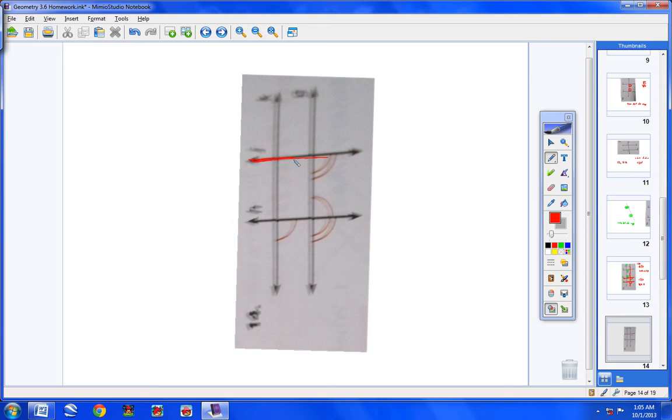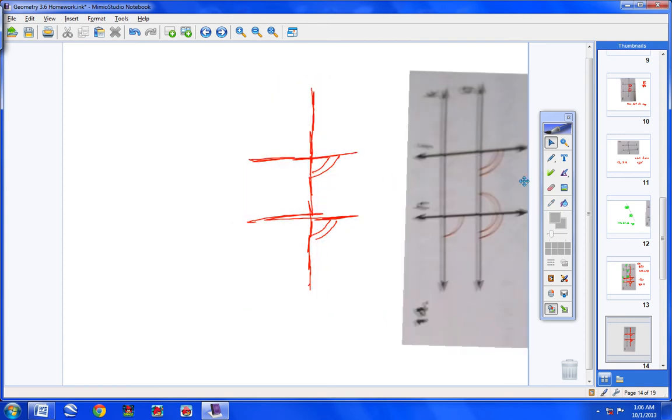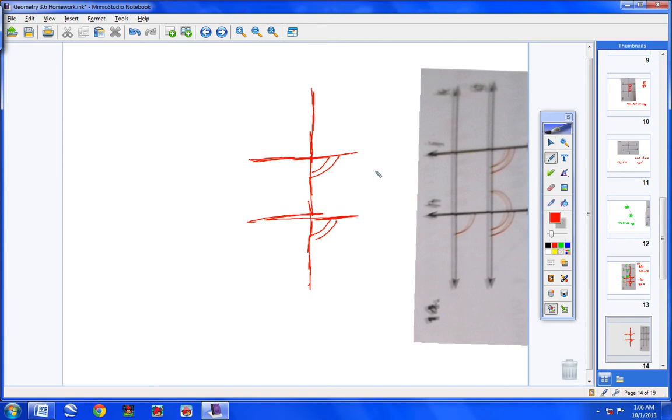Now, notice I have this line here and this line here cut by this transversal right here. Do you see that? And notice I have 2 marks here and two marks right here. Do you see that okay? So I'm going to grab this picture and pull it out of the way. And that's what I have. Look at that. So I have 2 lines right here, 2 lines cut by a transversal, and this angle here and this angle here are congruent. But guess what? Those are called corresponding angles. So if I have 2 marks here and 2 marks here, that means my corresponding angles are congruent. So this line here and this line here are parallel.